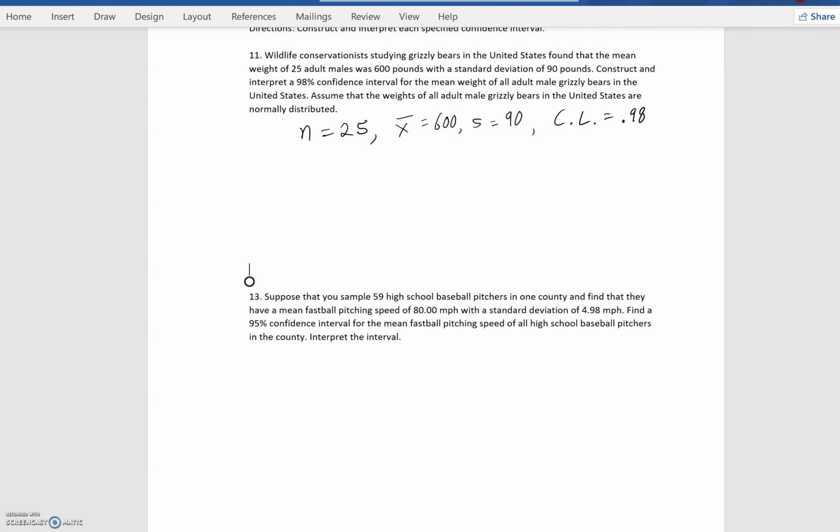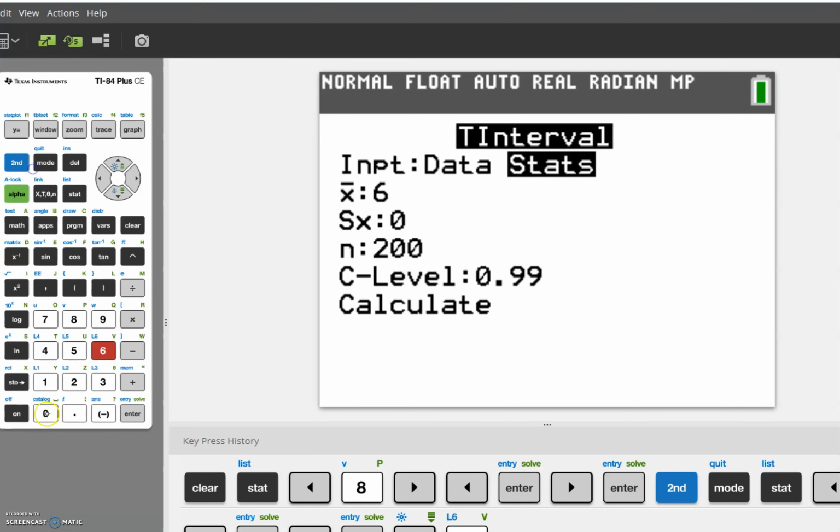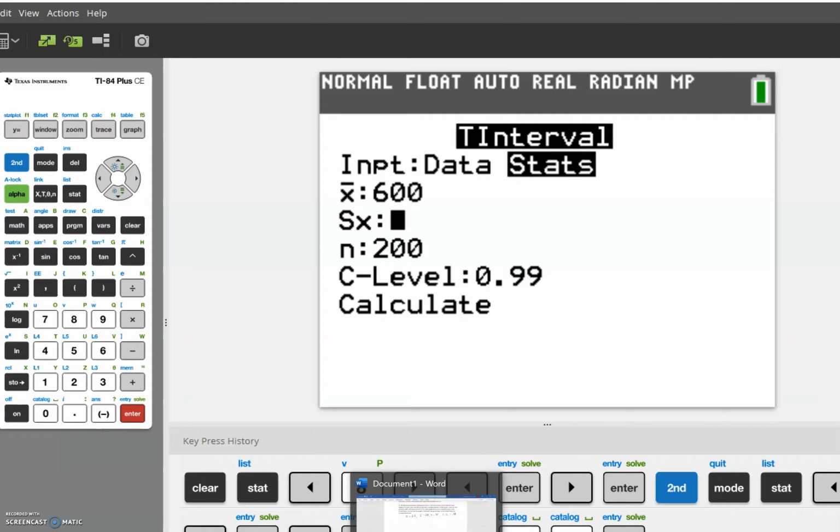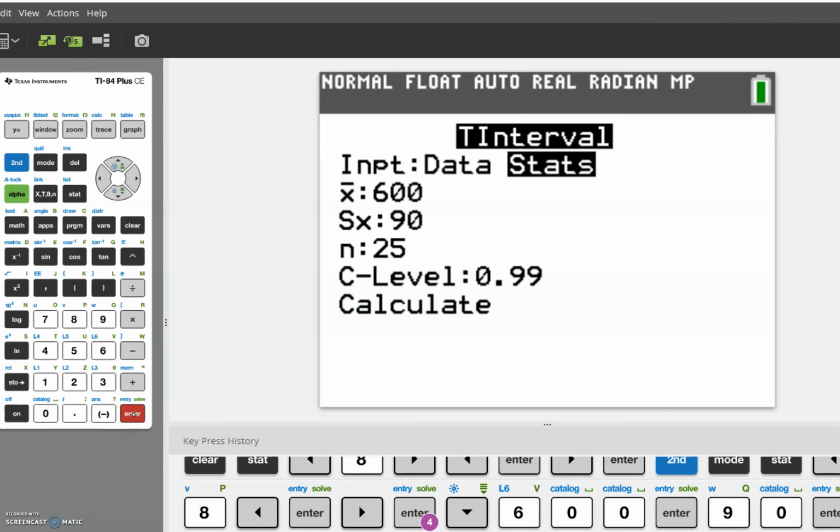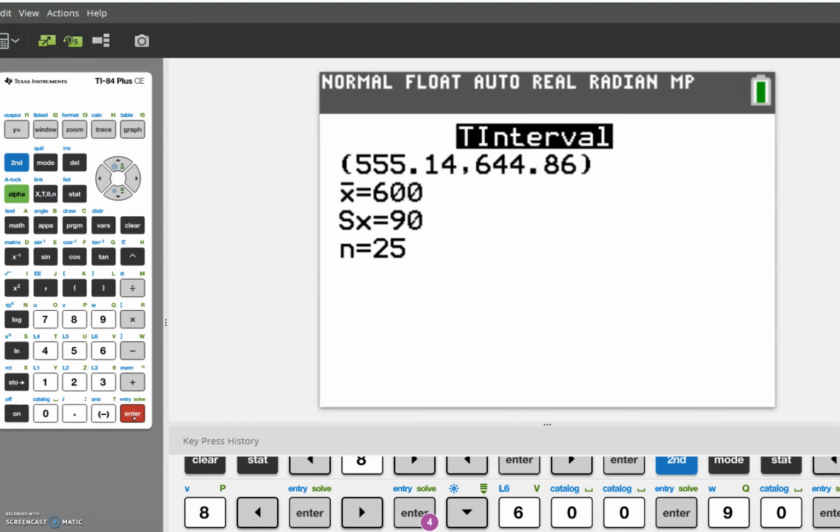What's our x bar? Our x bar is 600. What is our little s? Our little s is 90. The sample size is 25. The confidence level for this problem is 0.98. From here, we're going to hit calculate.